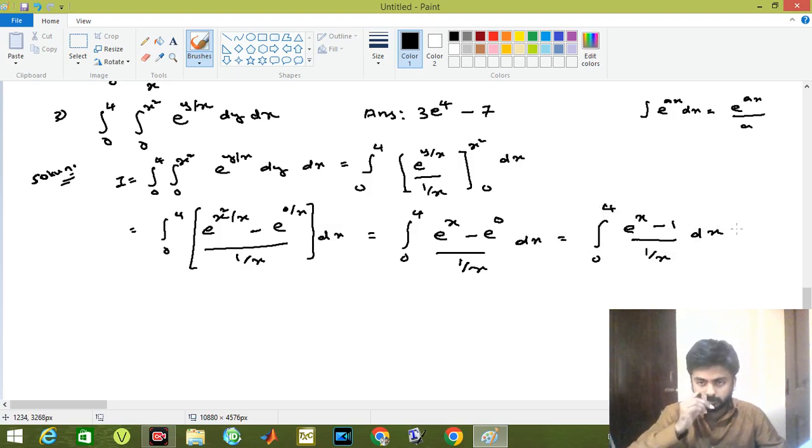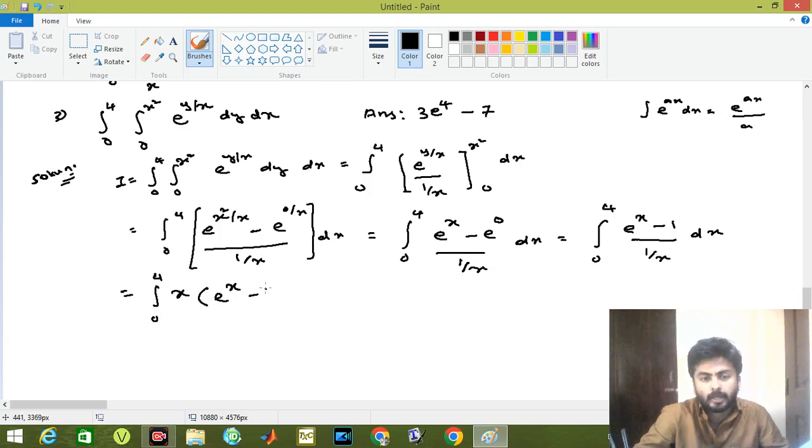That is e power x minus 1 into 1 by x dx. Now I am taking this denominator to the numerator. The denominator is 1 by x, and when it goes to the numerator it becomes x. So x into e power x minus 1 into dx. So it becomes integral 0 to 4 of x e power x minus x dx.